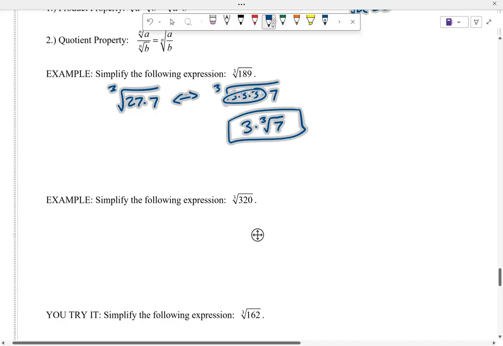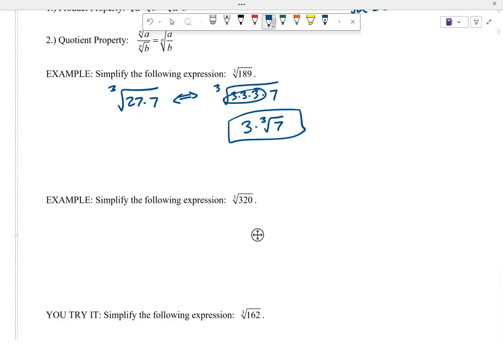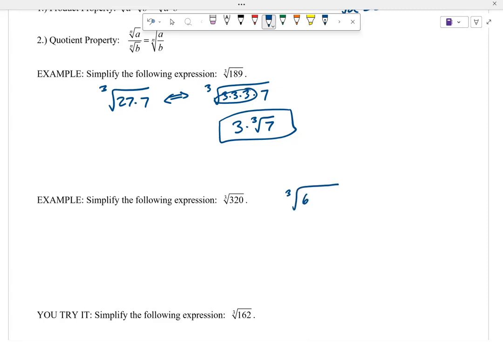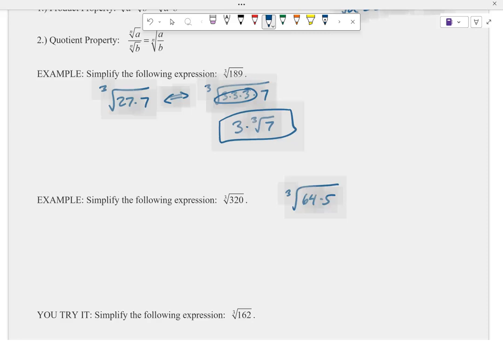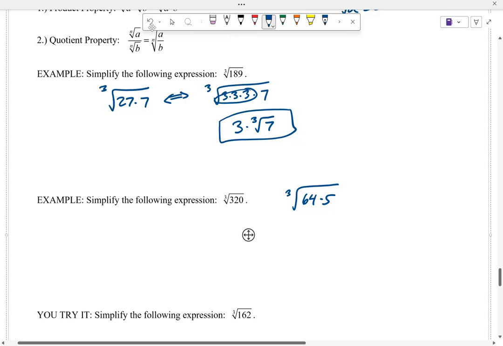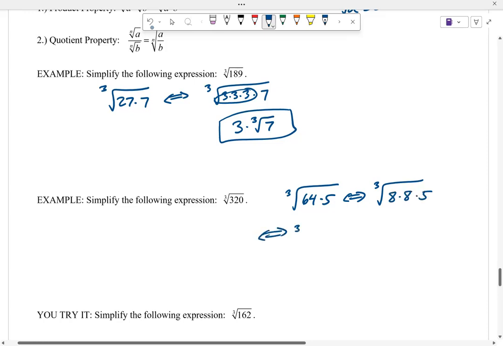And this ends in a 0, and if it ends in a 0 or 5, you know it's going to go into 5 at least. So I think 64 times 5 will give you 320. And I know 64 is 8 and 8. Eight is 2 times 2 times 2.